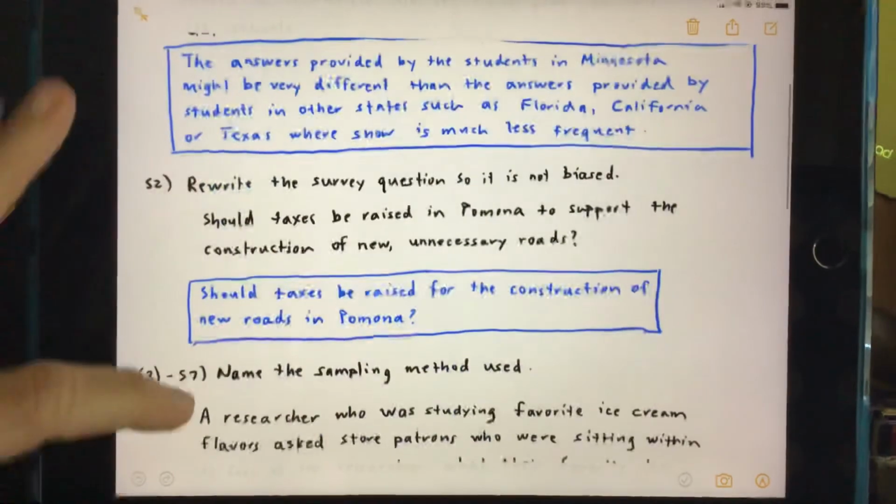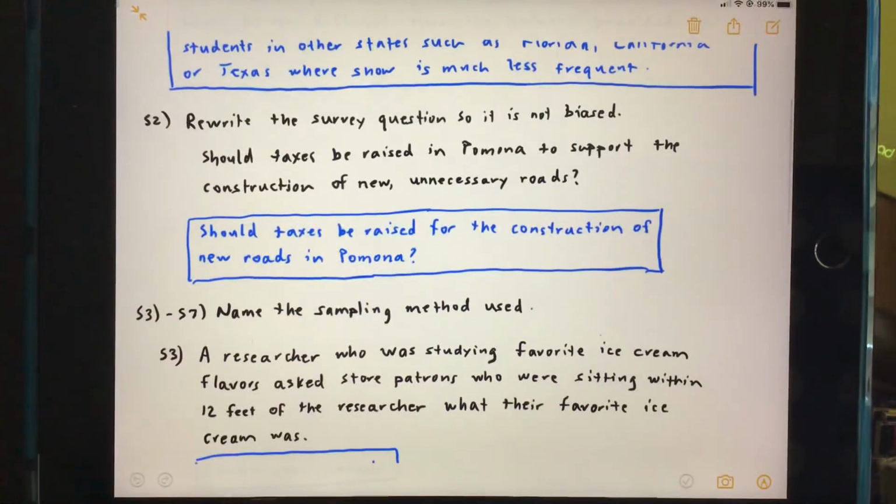Sample 2 is going to ask you to rewrite a survey question so that it is not biased. The question that you'll see here is biased. The question is, should taxes be raised in Pomona to support the construction of new unnecessary roads? Well, the way this question is written, it suggests that the answer should be no. If the roads are unnecessary, why would you want to build them?